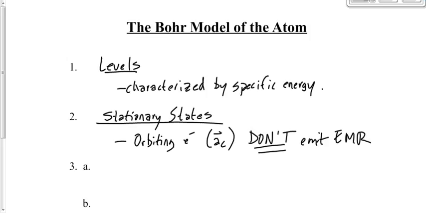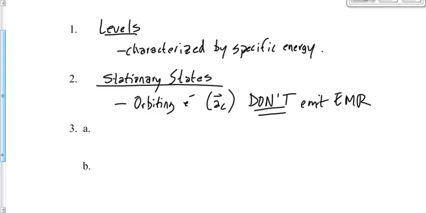Orbiting electrons don't emit EMR. It's as if these electrons aren't accelerating. In fact, it's as if they're not moving. It's as if these electrons are stationary. They're not, but it's as if they're stationary because they don't obey those classical laws of electromagnetism. They don't emit EMR when they move around in a circle. Finally, the last aspect of the Bohr model that separates it from the Rutherford planetary model, go ahead.